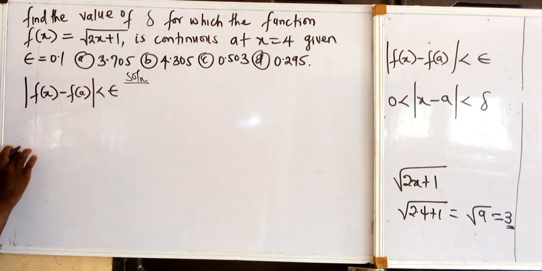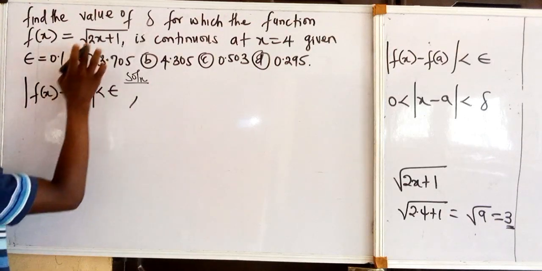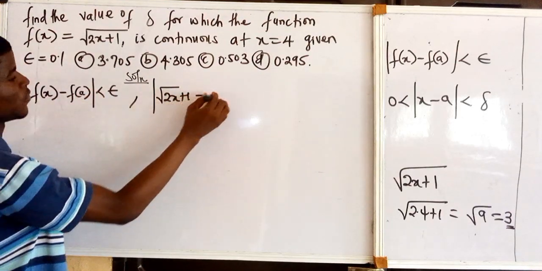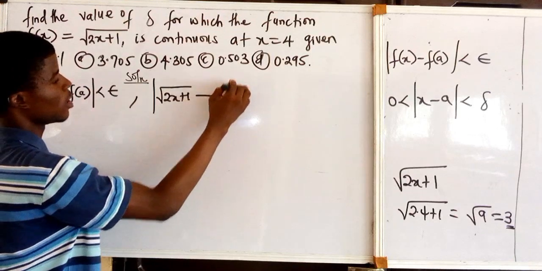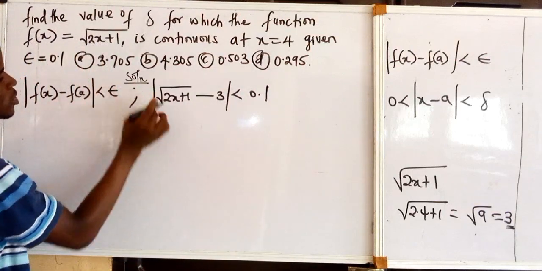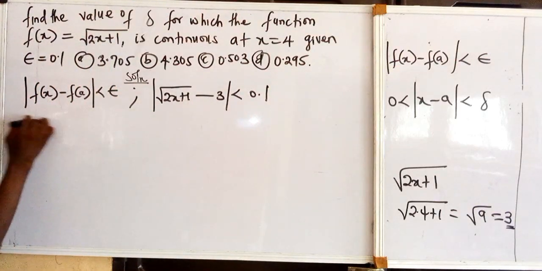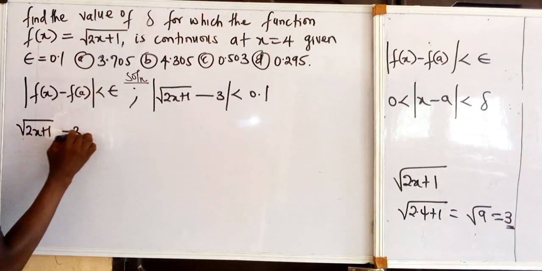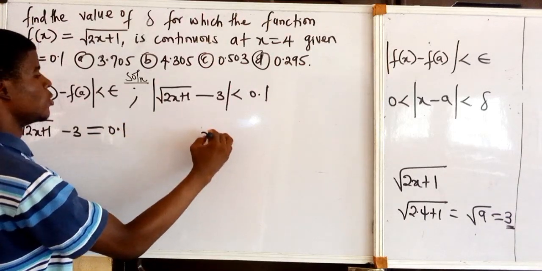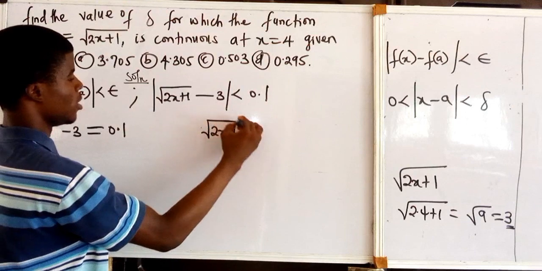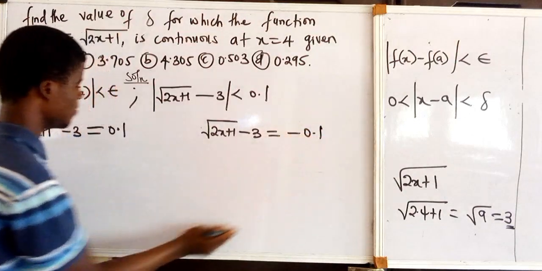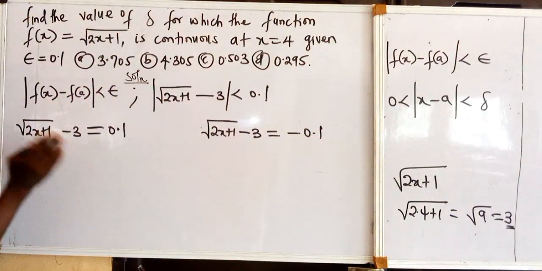So f of x is root 2x plus 1, then minus f of a, which is 3, less than epsilon, which is 0.1. So having done this, I will say root 2x plus 1 minus 3 is either equal to 0.1 or root 2x plus 1 minus 3 is equal to negative 0.1. So I'll solve for the values of x.